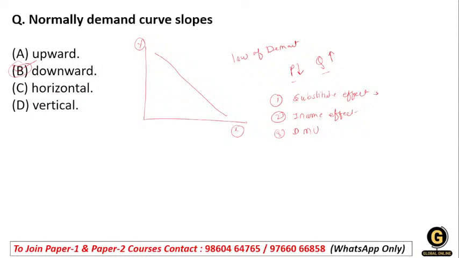Because of the substitution effect. If our income increases, the purchasing power for goods also increases, so a lower price increases the consumer's purchasing power, allowing them to buy more and more product. And diminishing marginal utility says that as the consumer buys more of the same product, the additional satisfaction, that is the utility, they get from each extra unit decreases. So these are the reasons why our demand curve slopes downward.